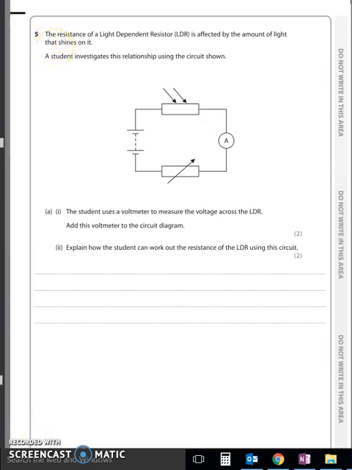This is June 2016, paper 1, question number 5. The resistance of an LDR is affected by the amount of light that shines on it. A student investigates this relationship using the circuit shown. For 2 marks, they want us to add the voltmeter to the circuit diagram so it measures the voltage across the LDR. So first of all, we've got to identify which one of these 4 is the LDR.